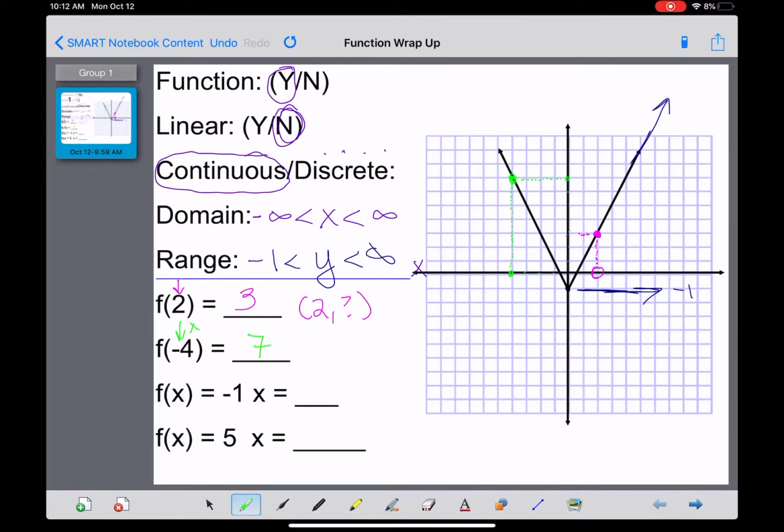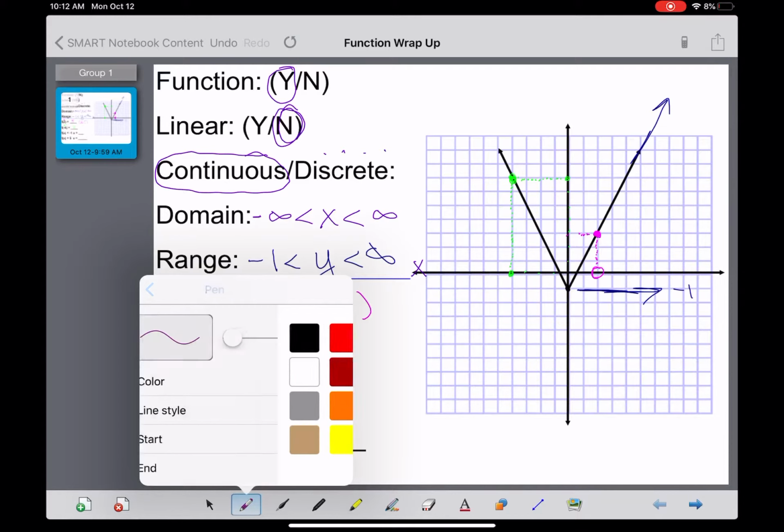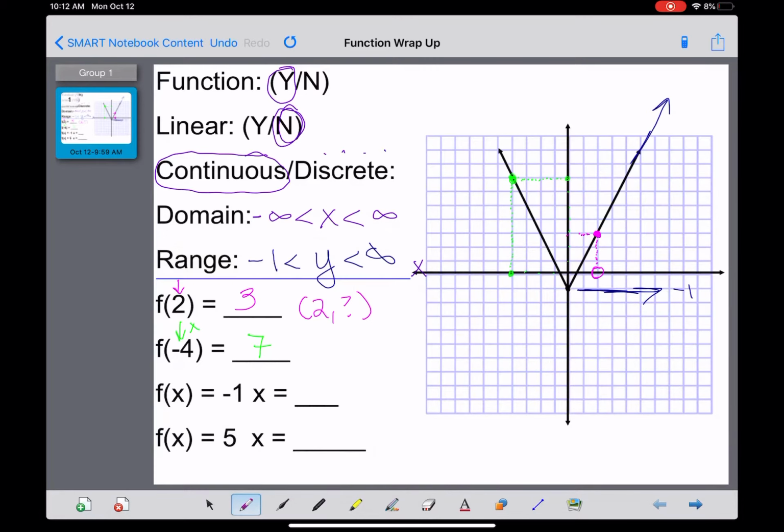The last two questions ask for the reverse. They want to know what is x, so that's what we're trying to figure out, what the x coordinate is, when our output or our y value is -1. So I'm going to go to the y-axis at -1, and I actually hit right away. So when x is 0, that's when I get an output of -1.